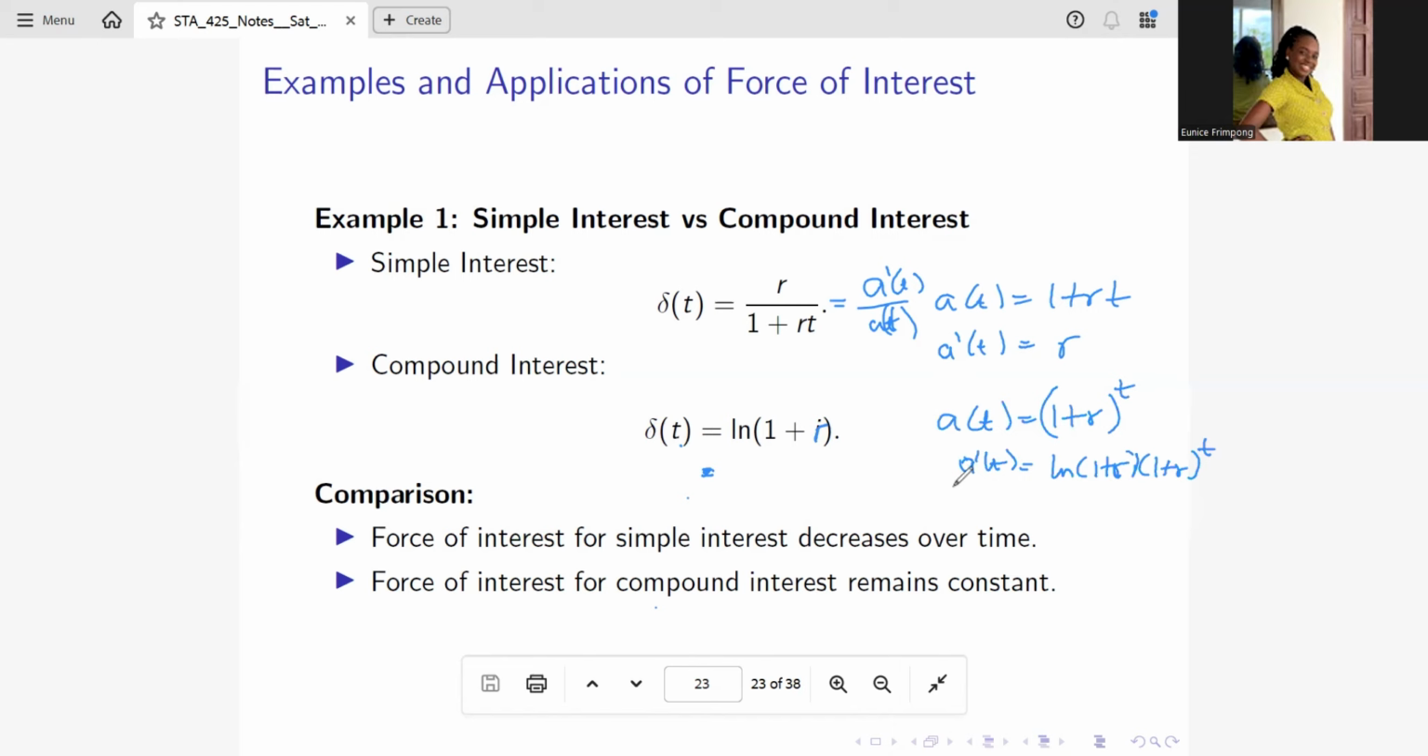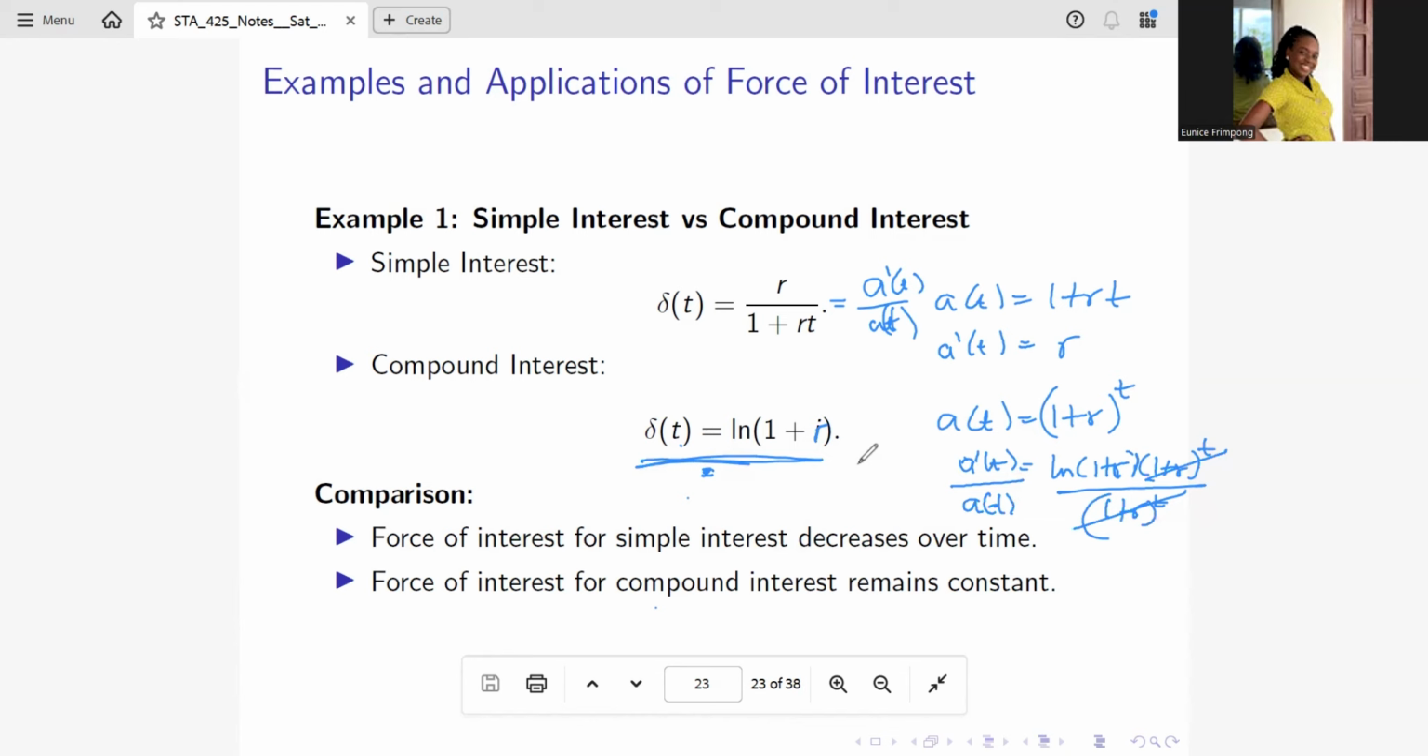So if you want to compare, first differentiate the function, this over 1 plus r to the power t. So this cancels out. Then we have ln 1 plus r, which we have here as our delta. So this settles it with simple interest and compound interest.